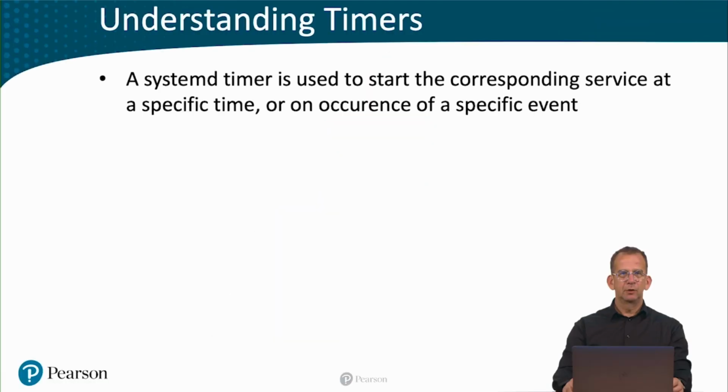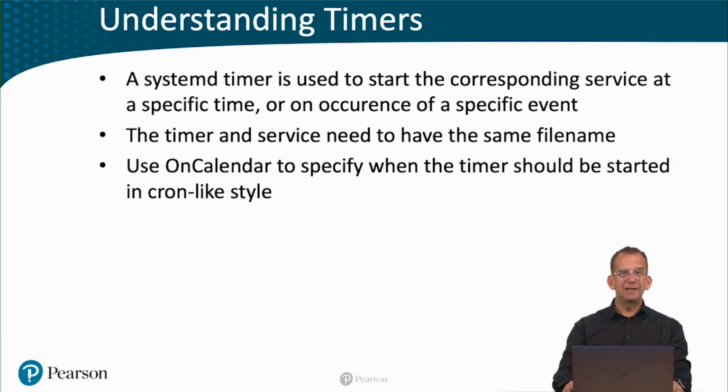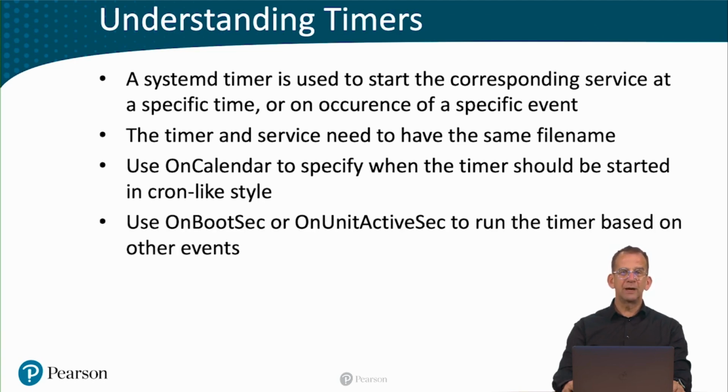All right, let's talk about systemd timers. A timer is what is used to start a corresponding service at a specific time or on occurrence of a specific event. The timer and service need to have the same file name, just as we have seen for the sockets. In the timer, you can use OnCalendar to specify when the timer should be started in a cron-like style. And you can also use OnBootSec or OnUnitActiveSec to run the timer based on other events.